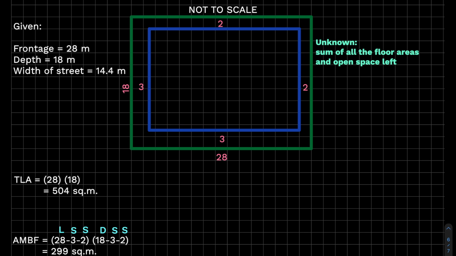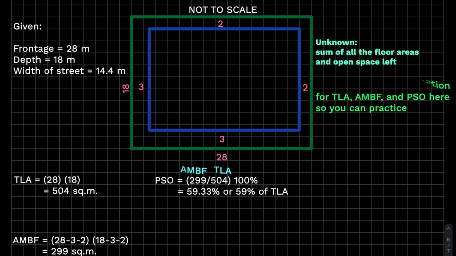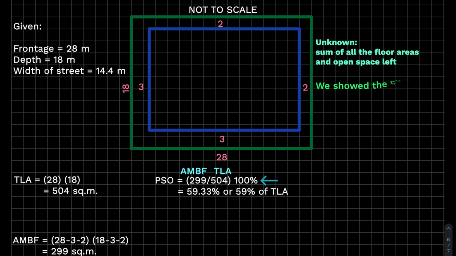Exclude the total area created by the setback to get the allowable maximum building footprint. We have 299 square meters. For the percentage of site occupancy, we only have to divide 299 by the total lot area and multiply it by 100% to express the answer in percentage. You round it off, and we got 59%.